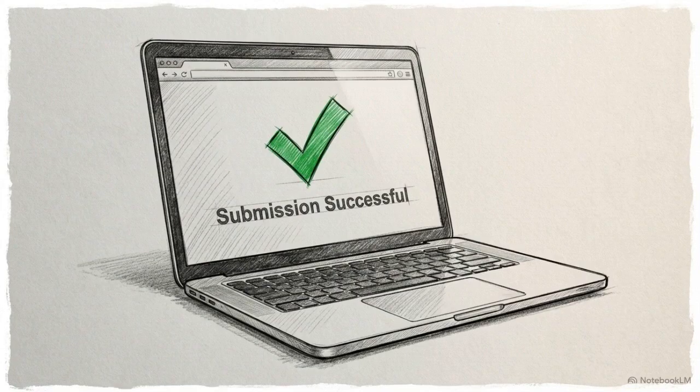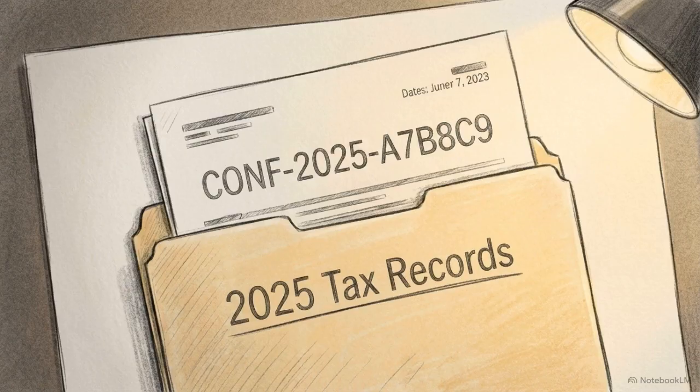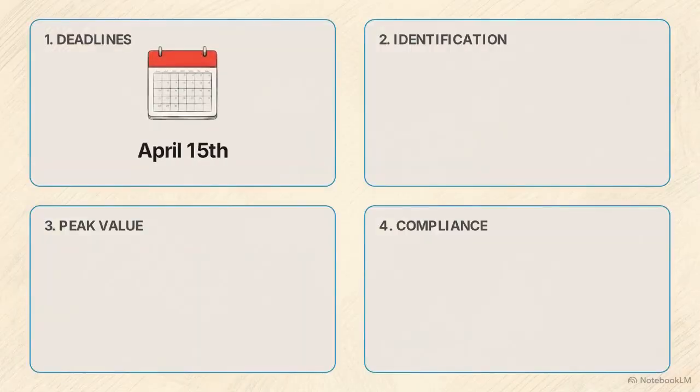The moment your upload finishes, the system will generate a final submission confirmation page. Print or screenshot this page immediately. You're looking for your BSA tracking number. This string of digits is your undeniable legal proof that you filed on time. Store this receipt right next to your unsigned template. You will need to repeat this process by April 15th next year, though there is an automatic extension to October 15th if you need it.